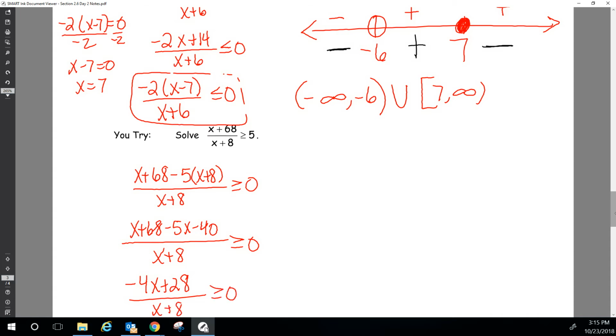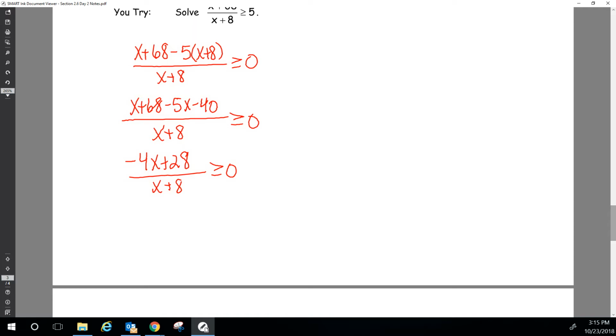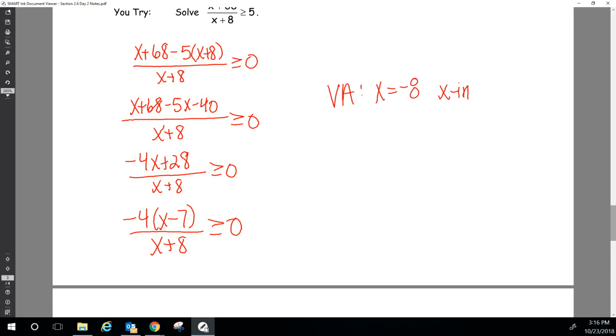All right, factoring out my GCF, that would be negative 4. And I get x minus 7, coincidentally enough, in the numerator. It won't always be x minus 7. So my vertical asymptote is that x is equal to negative 8. My x-intercept would be at 7, 0. Putting those guys on a number line, I've got negative 8 and 7.